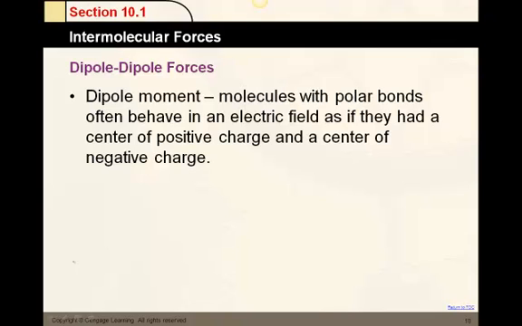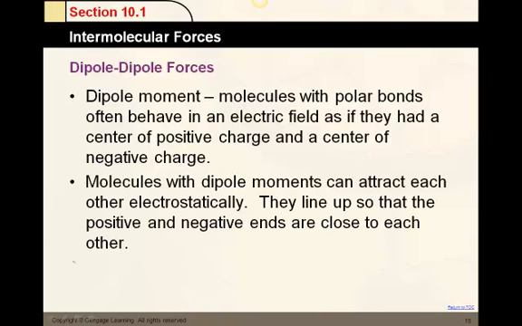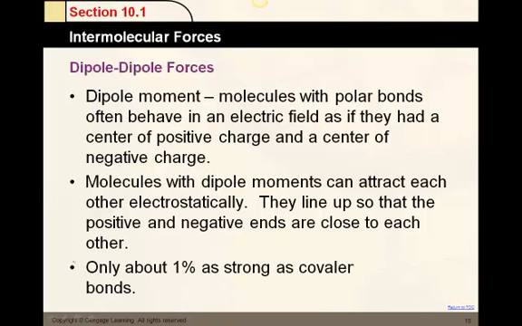So molecules with polar bonds have this electric field as if they had a center of positive charge and a center of negative charge. They can then attract the neighbor. So if one center of positive charge is near another molecule, it can attract a negative end of the neighbor. Molecules with a dipole moment can attract each other electrostatically. They line up so that the positive and negative ends are close to each other. And that positive and negative that we saw in the picture of the water molecule earlier with the blue dots was an example of the neighborly attraction.